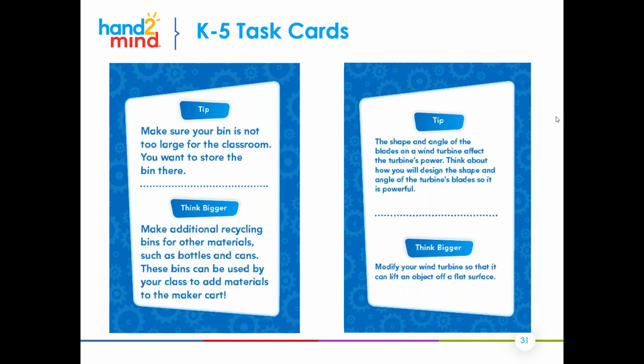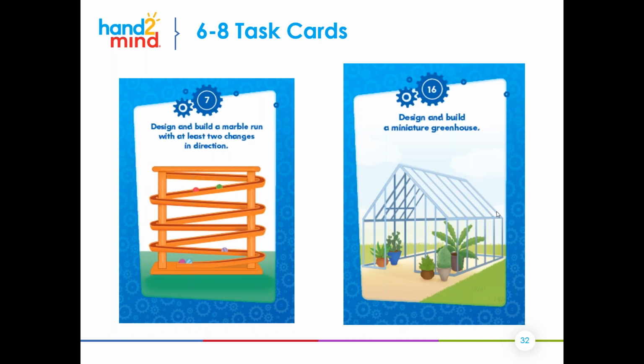Here are some examples for 6-8. I'm not sure why they're different sizes, but that's okay. So design and build a marble run is one of my favorites. I could just see students getting very into this, right? They have to design and build a marble run with at least 2 changes in direction. The 2 changes in direction definitely throws a curveball in there, because I think most students can build a marble run in one way or another. Building one that changes directions twice will give them a little bit more challenge.